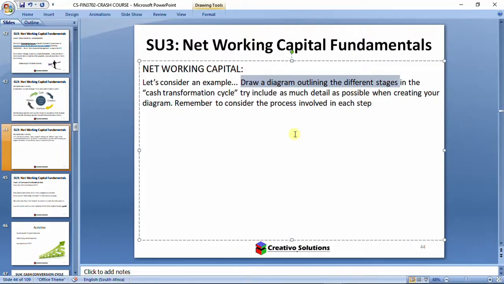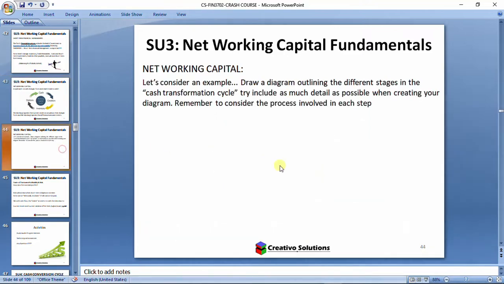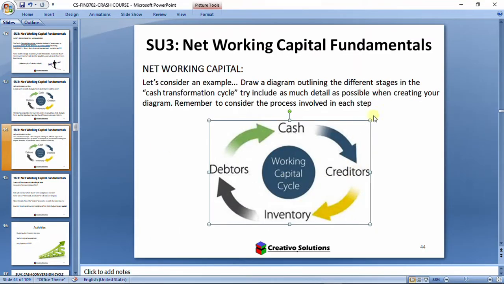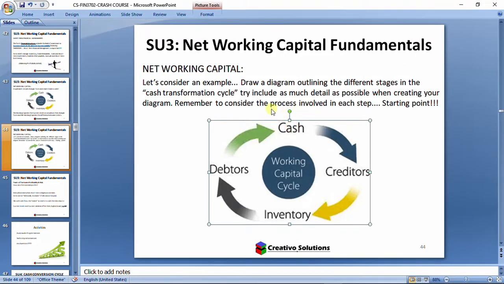In other words, write a little note, draw a little diagram. If you want to, you can use this diagram as your guide and as a starting point. Literally on this diagram, under cash, write down as many points as possible that speak to that aspect of the diagram. Same thing for creditors, same thing for inventory, same thing for debtors.